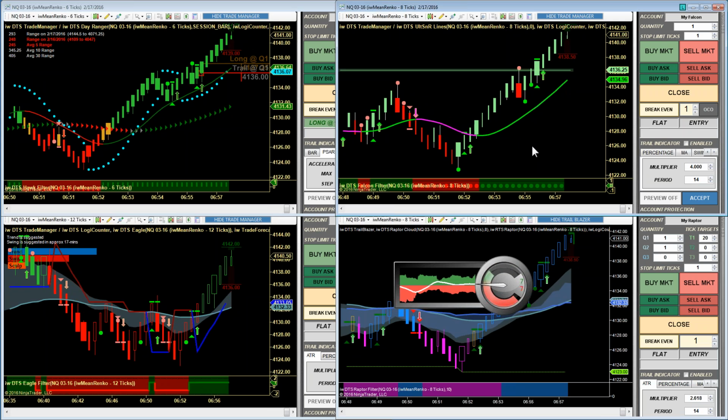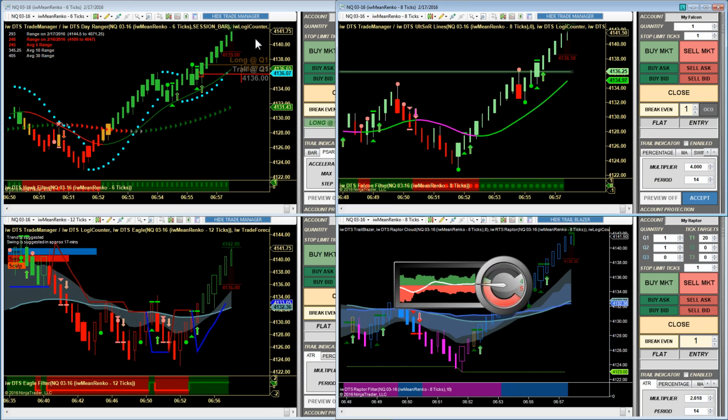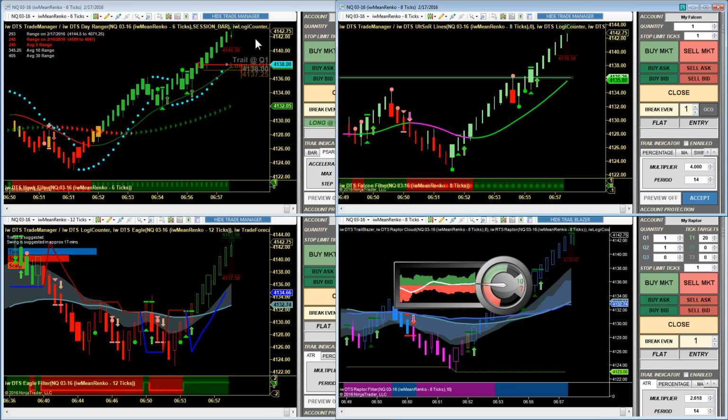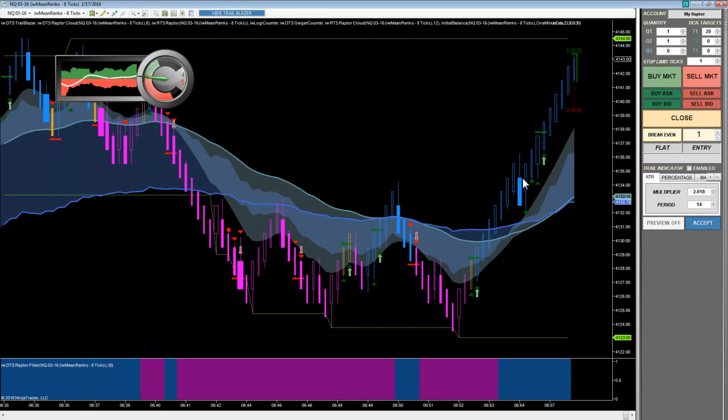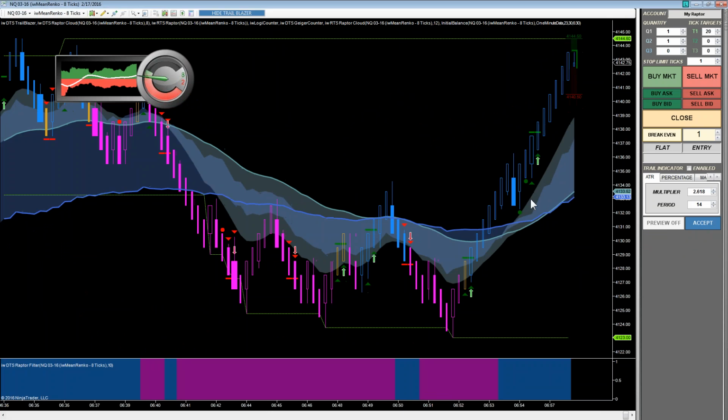Oh, maybe I spoke too soon. Might have caught a little bit of a break there. Trend change signal here on the Falcon. And we also got a crossover signal here on the Raptor. See, our bands cross over. Market gains a little support from the band.